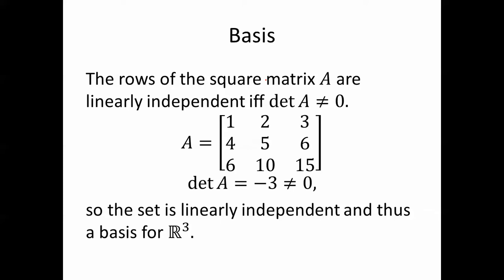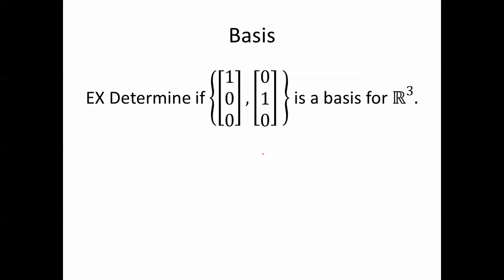Okay, so let's show that the determinant is not 0. When you calculate the determinant of this matrix, you get negative 3, which is not 0. So this set is linearly independent. In other words, the set of the rows, basically the row vectors, is linearly independent. So yes, it's a basis for R3.